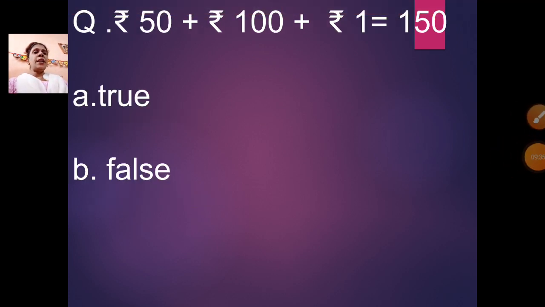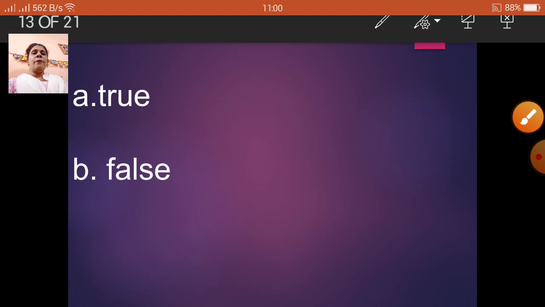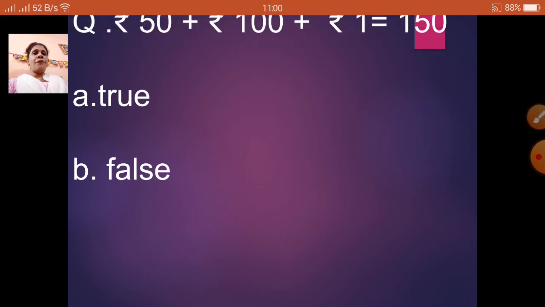Now rupees 50 plus rupees 100 plus rupees 1 is equal to rupees 150. Let us calculate. 50 plus 100 is 150. 150 plus 1 is 151. But here the answer is 150. So it is true or false?